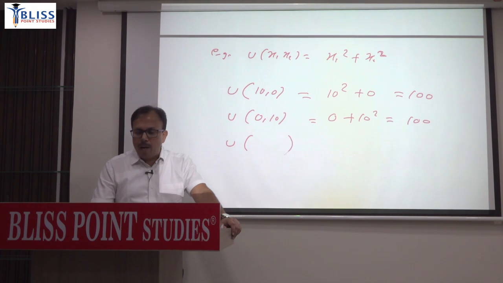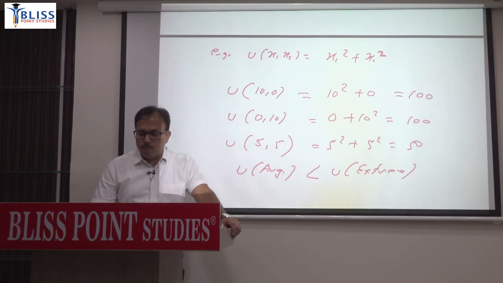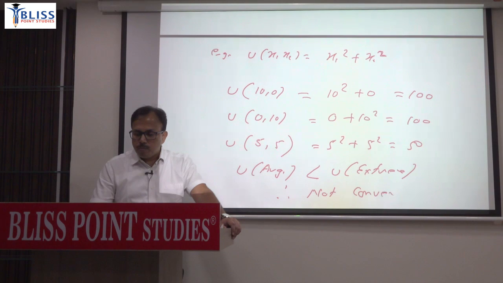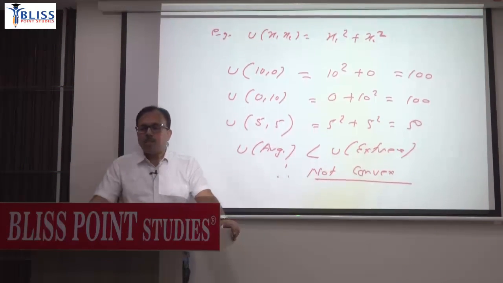What is utility from the average? So what is average here? Average of 10 and 0 is 5, and of 0 and 10 is 5. So now it will be 5 square plus 5 square, 25 plus 25, 50. So what is happening is that the utility from average is now less and the utility from extreme is more. So it is not convex. Therefore not convex. Here the indifference curve is not convex.